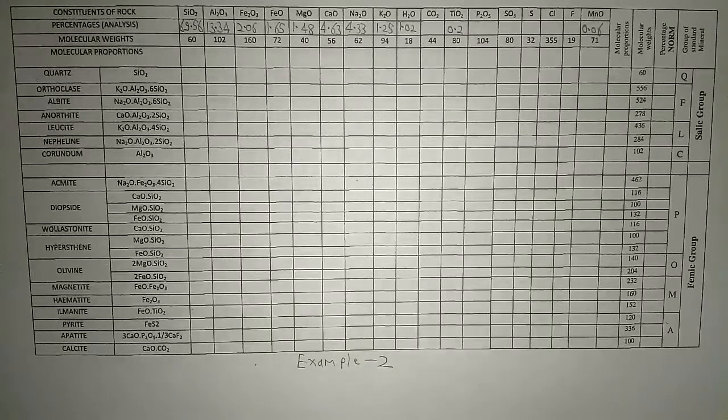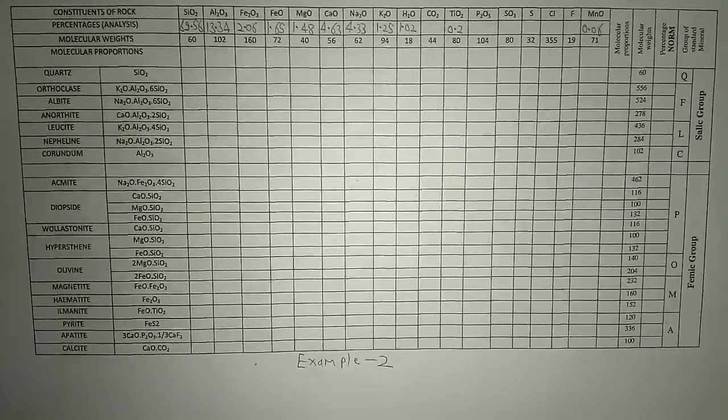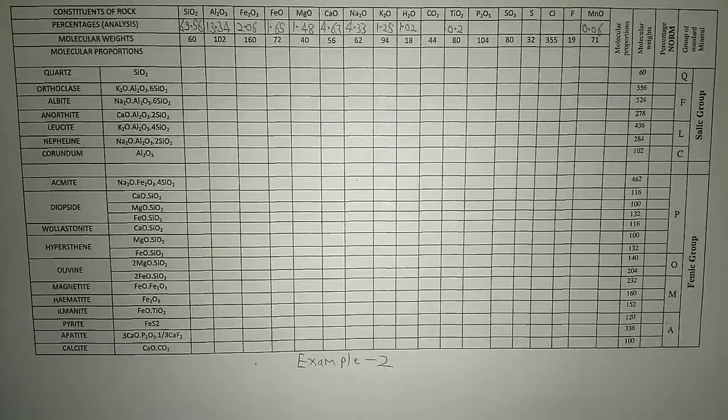Okay friends, this is example number 2, and in this example the percentage analysis is 69.56 of SiO2, 13.34 of Al2O3, 2.06 of Fe2O3, 1.65 of FeO, 1.48 of MgO, 4.63 of CaO, 4.33 of Na2O, 1.25 of K2O, 1.02 of H2O, CO2 is 0, TiO2 is 0.2, and then MnO is 0.06.